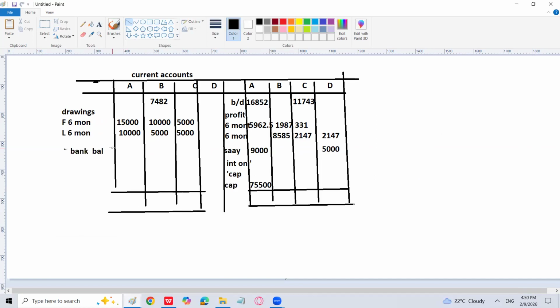Now you can complete it on your own. You have to write interest on capital first 6 months and last 6 months, and then you can complete it. Right? Any question you can ask? I can understand it is difficult, but this is how it will be.